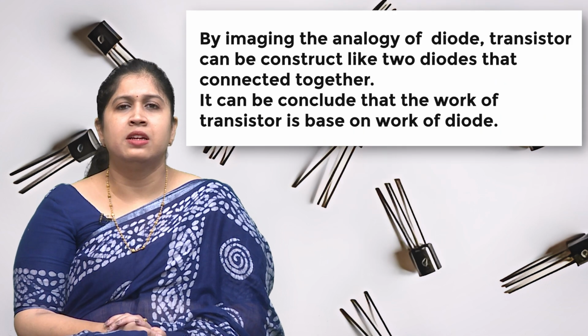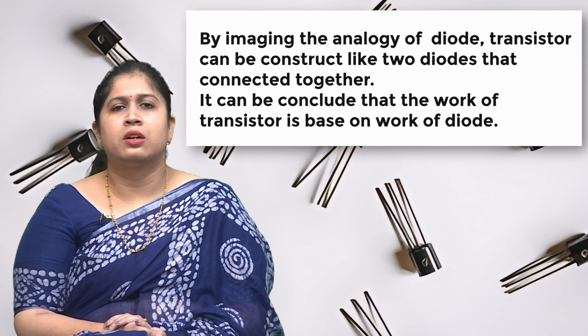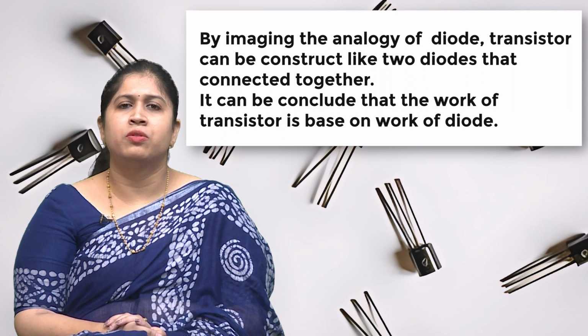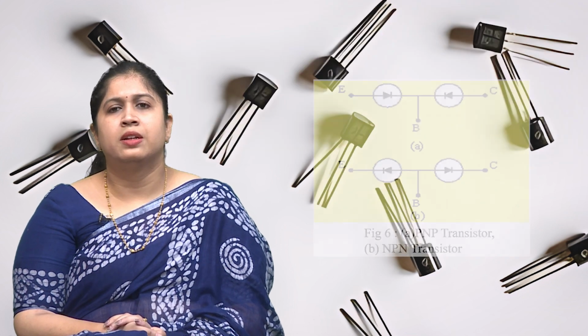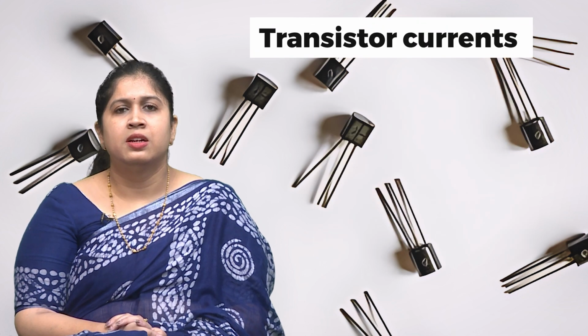By imagining the analogy of a diode, a transistor can be constructed like two diodes connected together. It can be concluded that the working of a transistor is based on the working of a diode. The figure shows the working of PNP transistor and NPN transistor. Now we deeply discuss the transistor circuit.